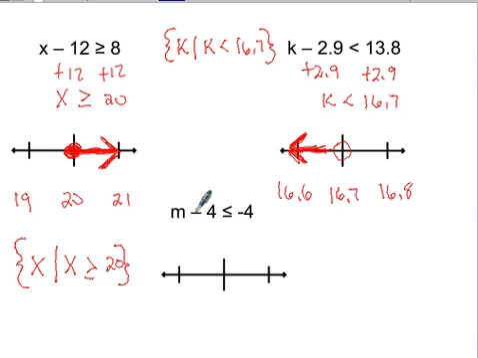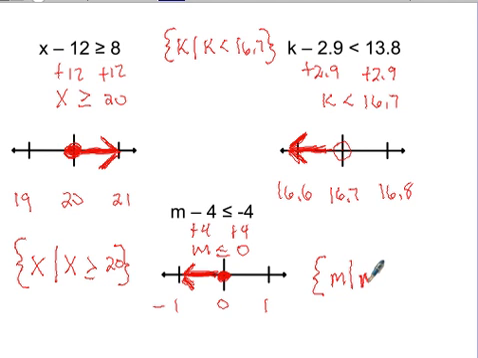And let's do this last one here. m minus 4 is less than or equal to negative 4. Add 4 to both sides. So m is less than or equal to 0. So 0's here, 1, negative 1. What symbol? Enclosed, because it's got the equal sign. If it has the equal sign, it's closed. And you go to the left. Shade to the left because it's less than, okay? Set builder notation looks like the set of all numbers m such that m is less than or equal to 0.